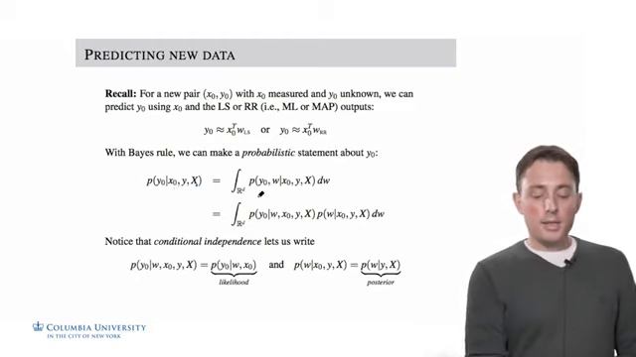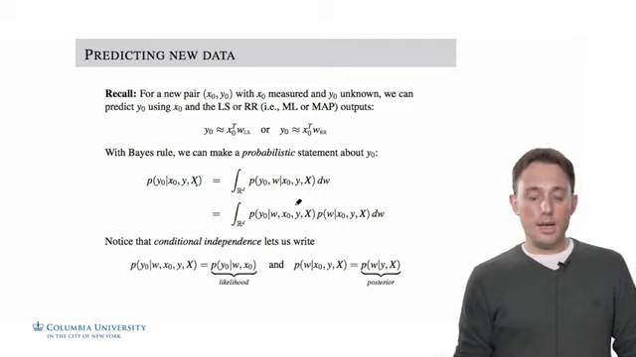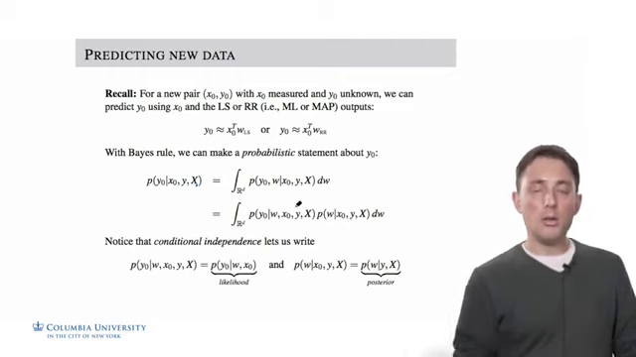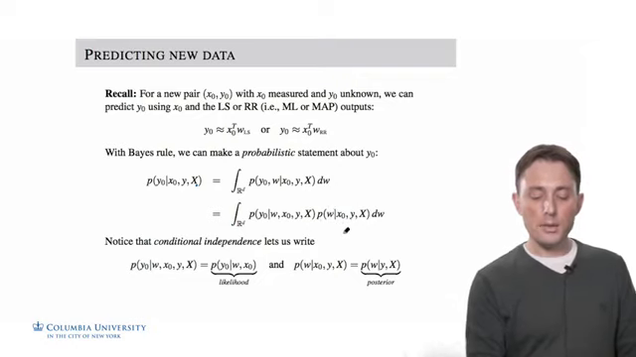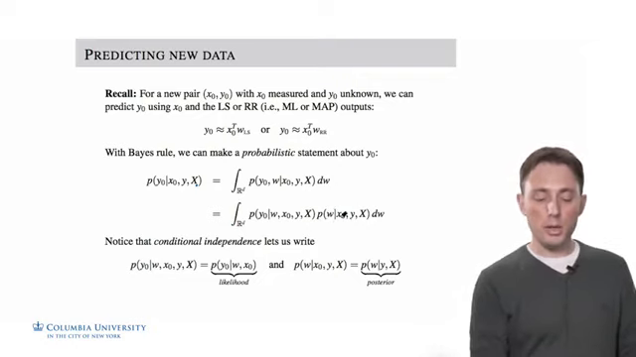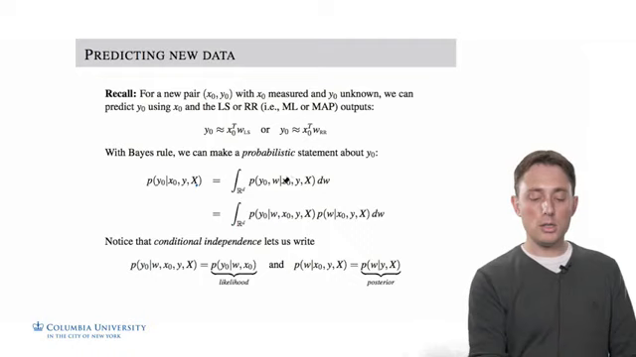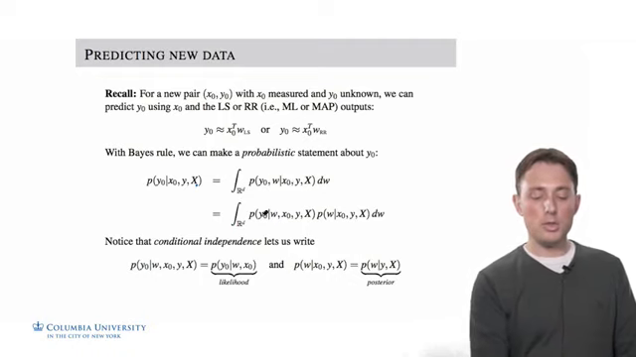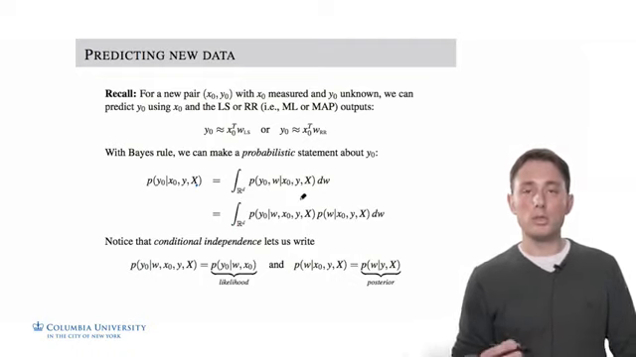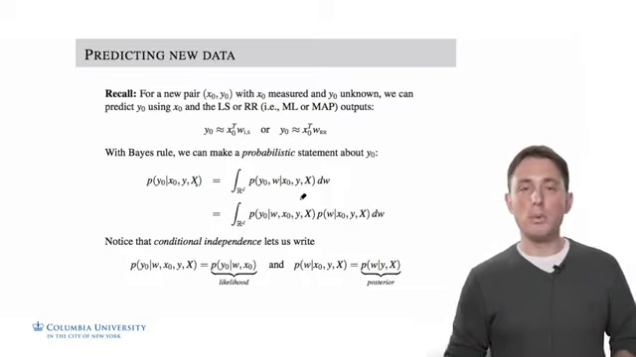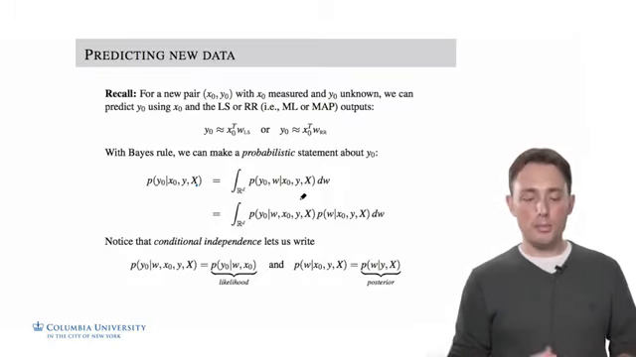Then given this joint distribution, we can represent it as a conditional distribution on y naught given W and given all of the observed data, times this conditional distribution on W given all of the observed data. So we can factorize this joint distribution into the product of these two conditional distributions. This is just simple manipulations of probabilities.